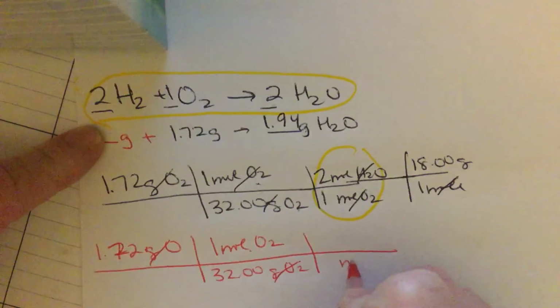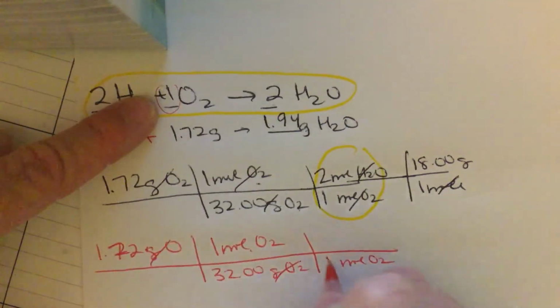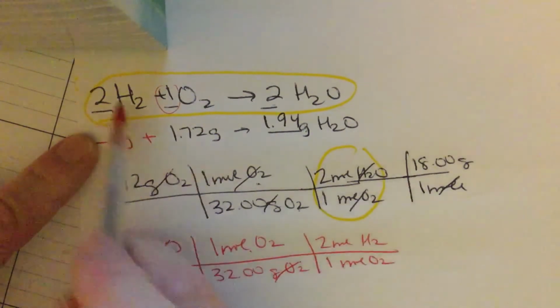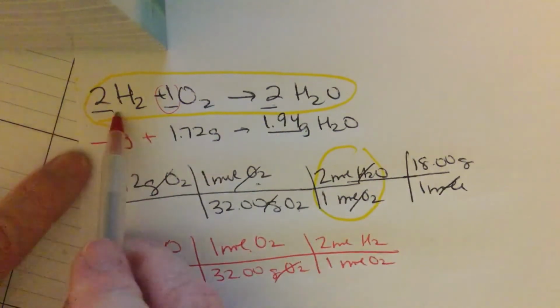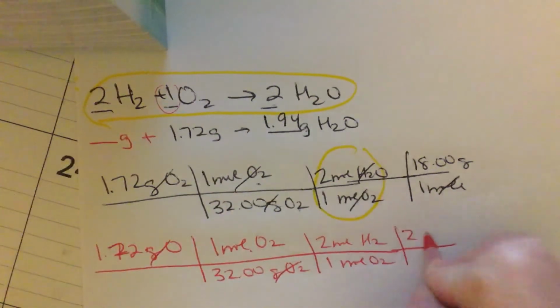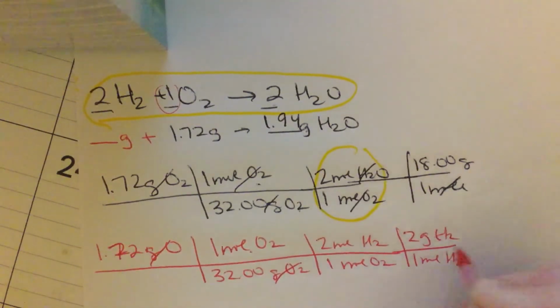But now I go to my top. 1 mole of oxygen's there. Oxygen down there. It's 1 mole to 2 moles of hydrogen. Why 2 moles? Why hydrogen? Because that's what I'm looking for. And then 2 grams of hydrogen equals 1 mole of hydrogen.